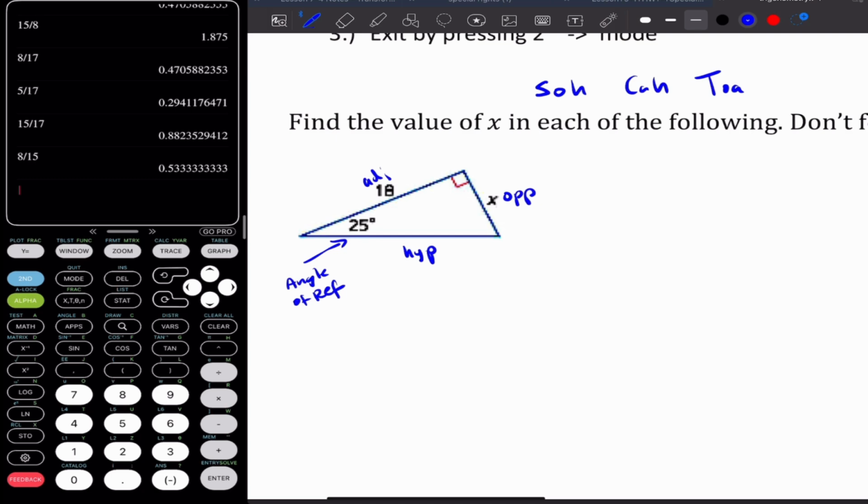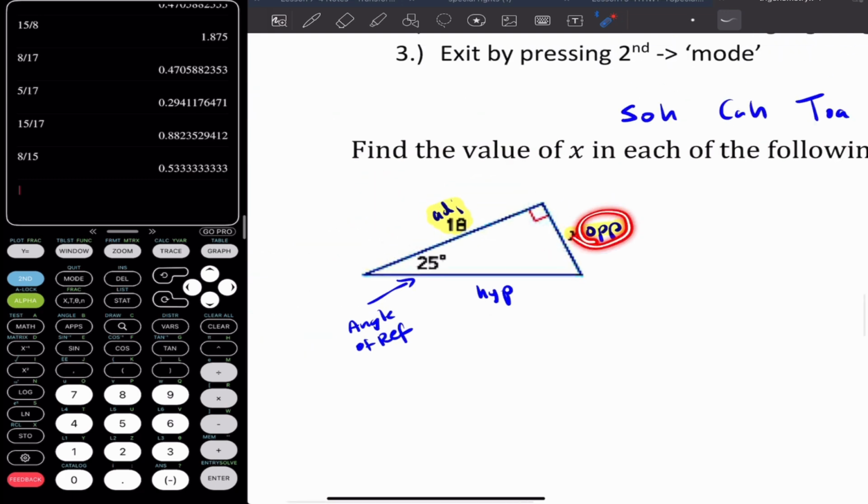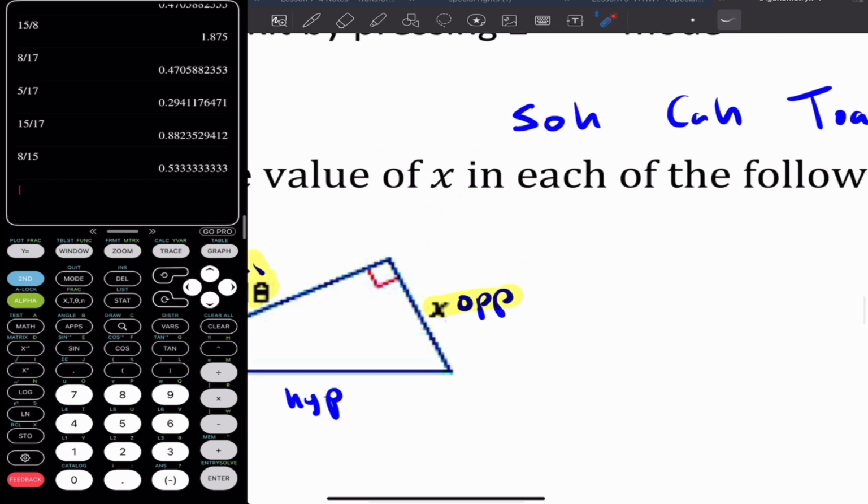SOHCAHTOA. So let's go ahead and highlight the stuff that has some information that I can work with. Notice that I have an x here, that's the opposite side, and then this is the adjacent side, which is 18. And if we look closely at the hypotenuse, there are no given measures whatsoever, okay? The opposite side has a given measure, and the adjacent side has a given measure. So if I have opposite and I have adjacent, look at your SOHCAHTOA.